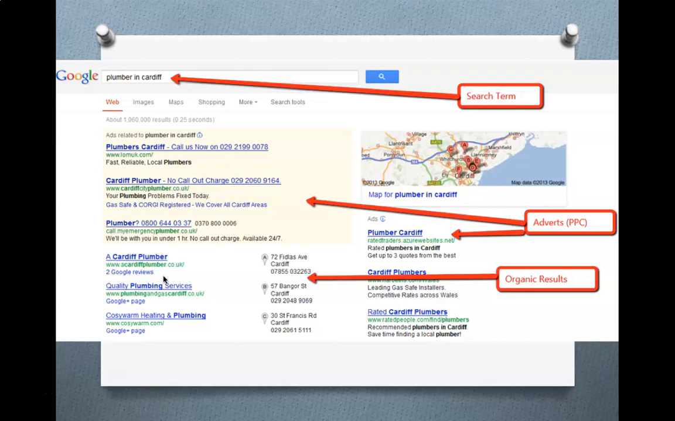So that's just a sort of a quick overview of your search term or keyword or key phrase, your adverts, which we're all quite familiar with but maybe never really stopped to look at, and we see usually little ads around that identify that they're ads as well.